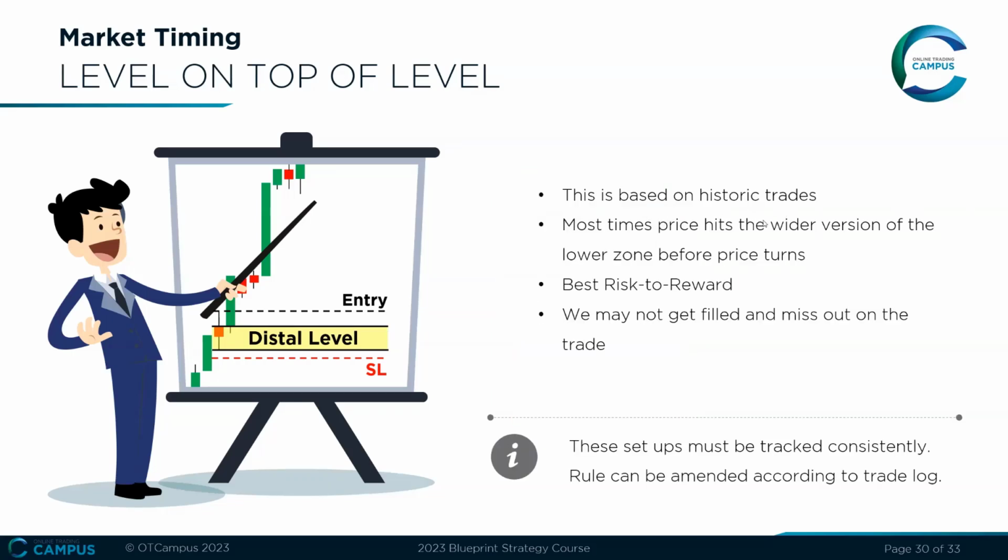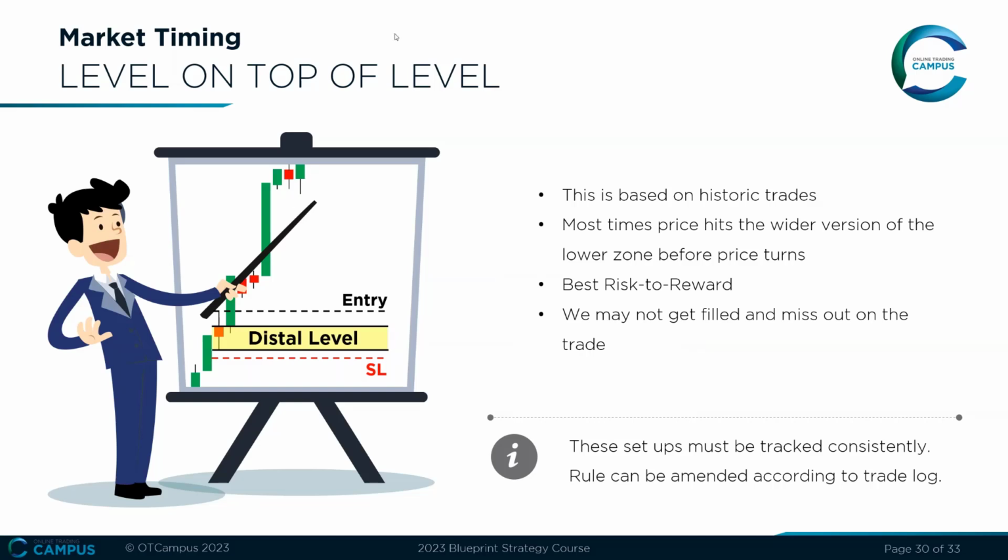And why do we do this? It's based on historic trades. Most of the time, price does hit the second area. It does hit the wider version of that second area. That's the most profitable. That's the scenario where we have the best yin and yang of risk to reward versus probability of getting filled, and then also accuracy because we have a safe stop loss.